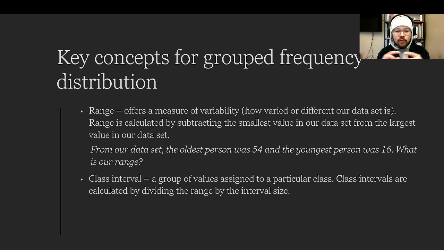That 18 to 24 category, that is called a class interval. That 25 to 30, 35 category, that's called a class interval. So each of these smaller groups that are created in a group frequency distribution are called class intervals. It is possible for us to calculate class intervals.